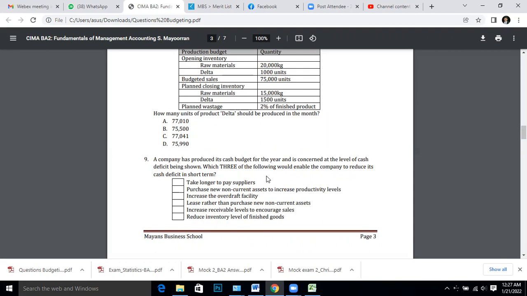Reduce inventory level of finished goods. Yes, that is also an option because you can convert the finished goods inventory into cash. So you can reduce the amount of cash that is blocked in the inventory only for those few months. So which are right here? Take longer to pay suppliers, A is right, C is right, F is right. ACF.